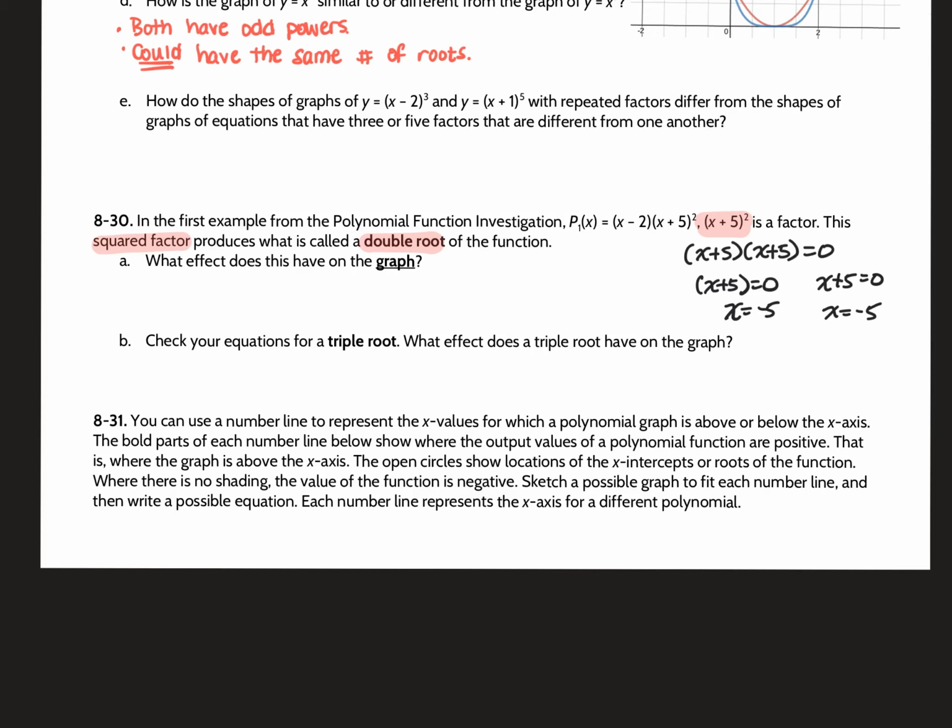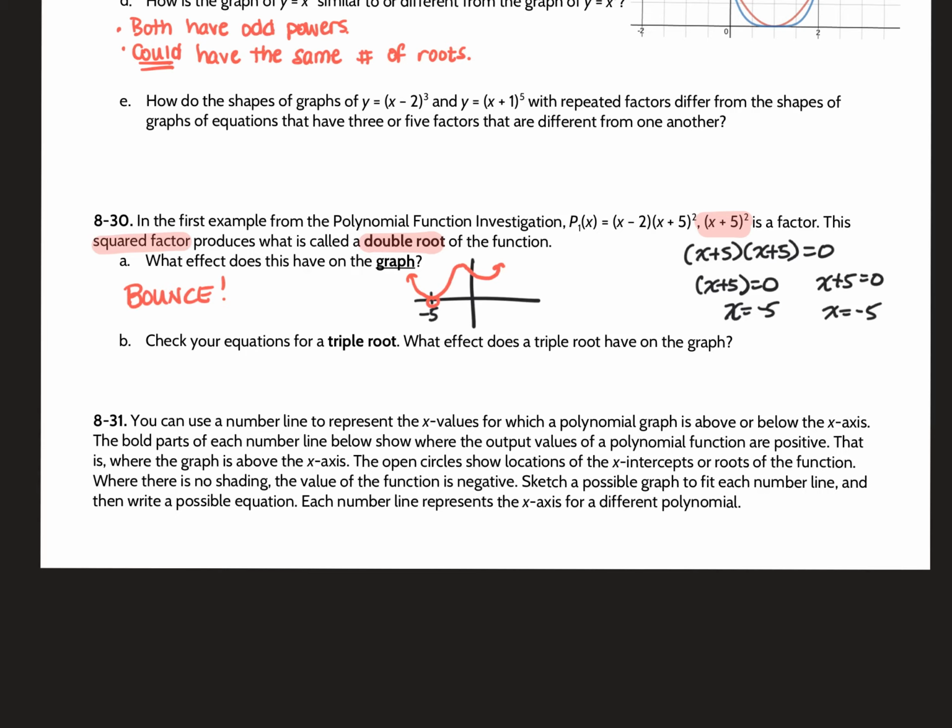But on the graph itself, what we see happening is something like this. So here at x equals negative 5, I don't know what the rest of the graph looks like, and I don't care. The graph itself bounces off of x equals negative 5. So what we see happening with a double root is this idea of a bounce, where the graph itself bounces off the x-axis and keeps moving up.